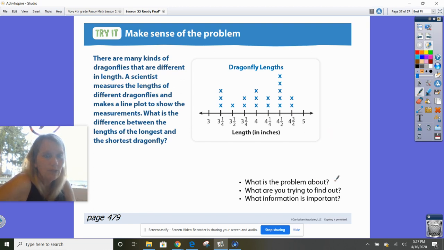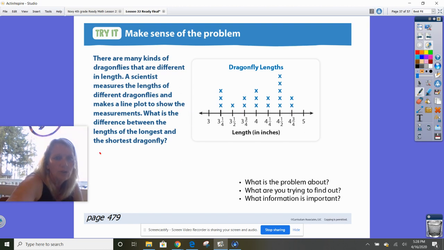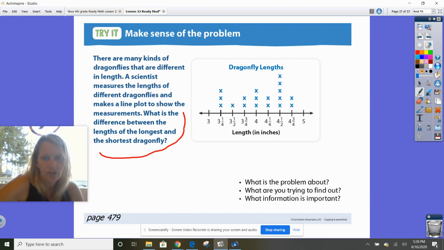Read number 2. What are we trying to find out? There are many kinds of dragonflies that are different in lengths. A scientist measures the lengths of different dragonflies and makes a line plot to show the measurements. What is the difference between the lengths of the longest and the shortest dragonfly? Yeah, so we're trying to find out this last part right here. What is the difference between the longest and the shortest dragonfly that the scientist found?